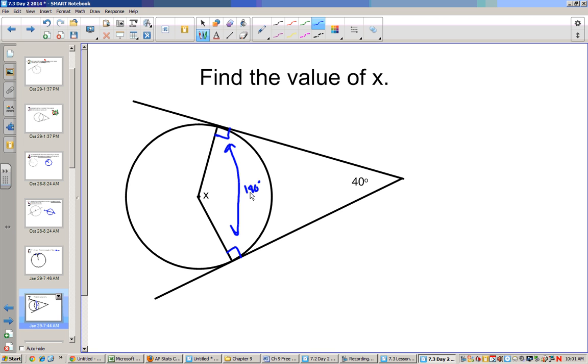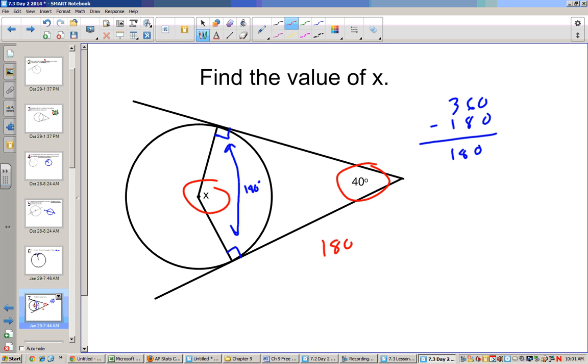So 180 degrees plus 40 plus x has to equal 360. So if I take 360 minus 180, I know that's 180 degrees. So this angle and this angle have to add up to 180 degrees. So 180 minus 40 will give us what x is, which is 140 degrees. So whenever you see a setup like this, and you know these two have to be 90, you can just take 180 minus this value to get that one, or 180 minus this to get that, because these two would have to be supplementary.